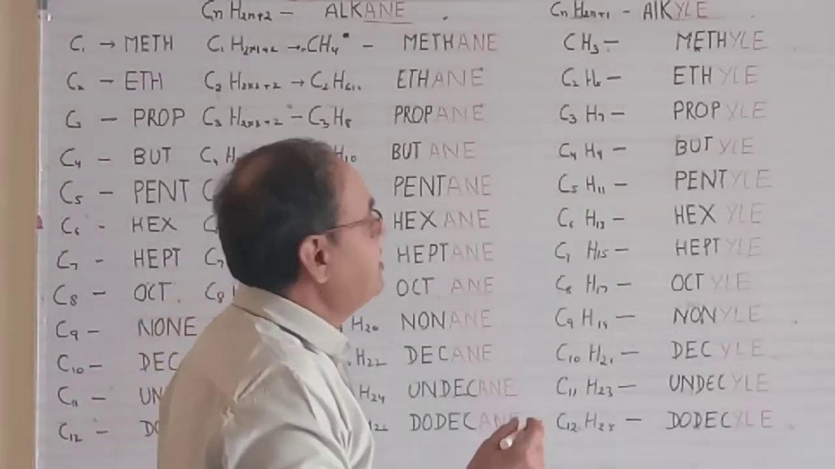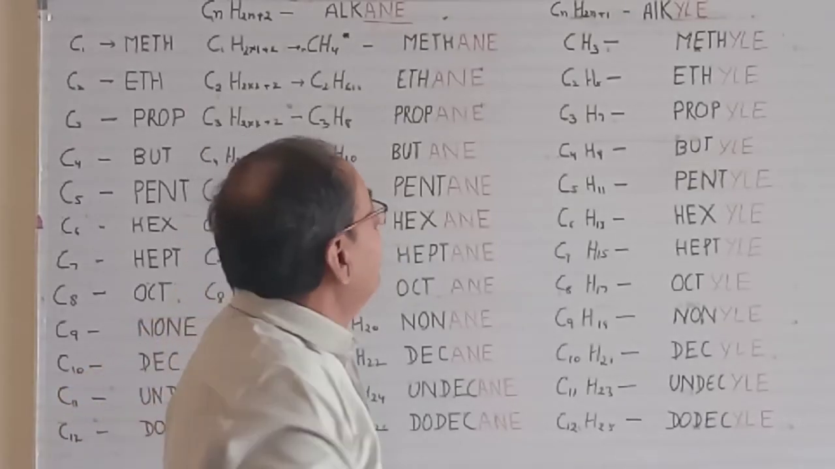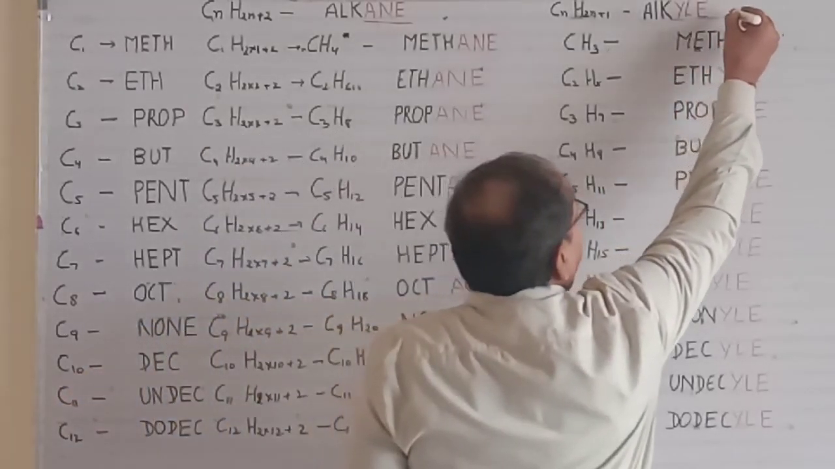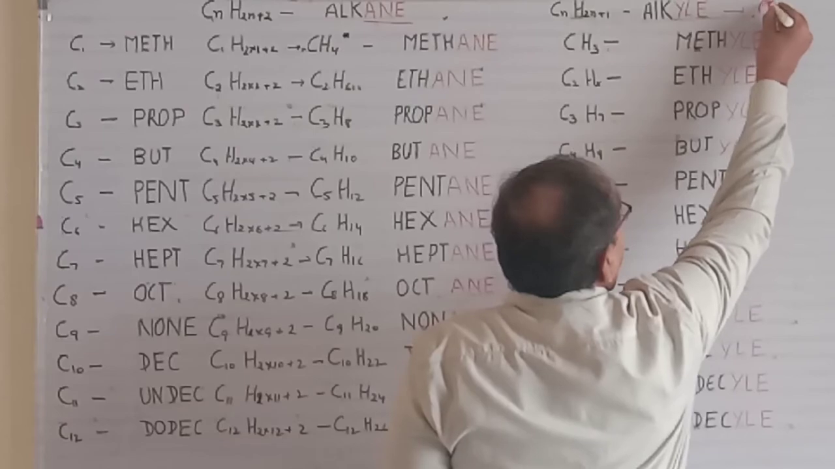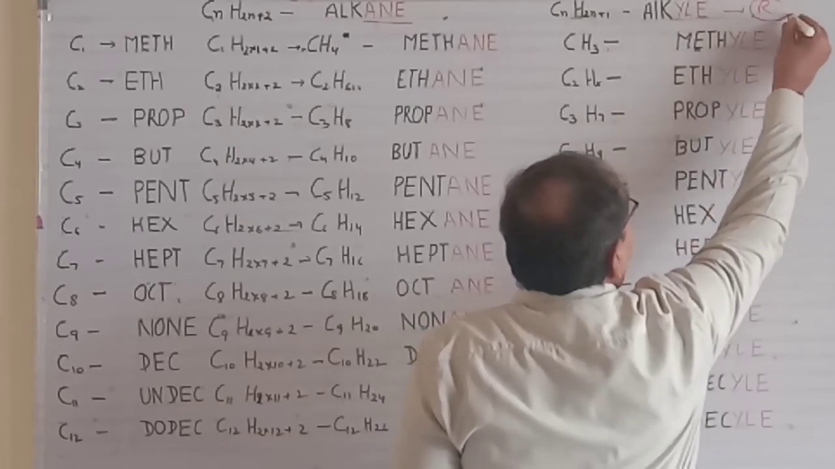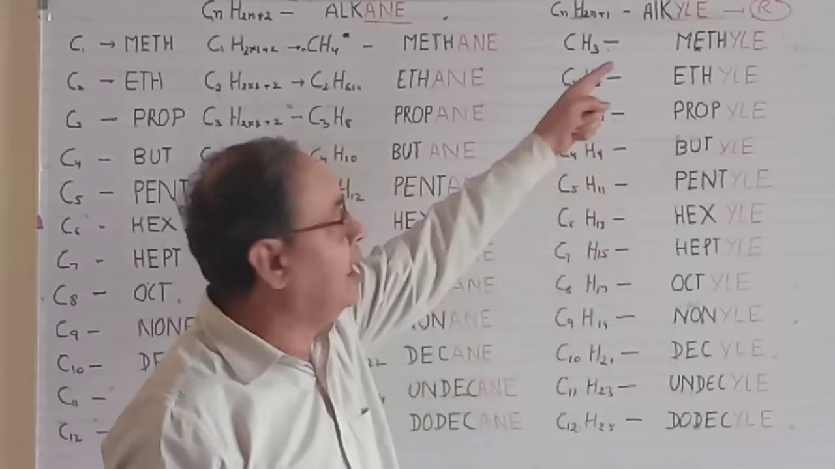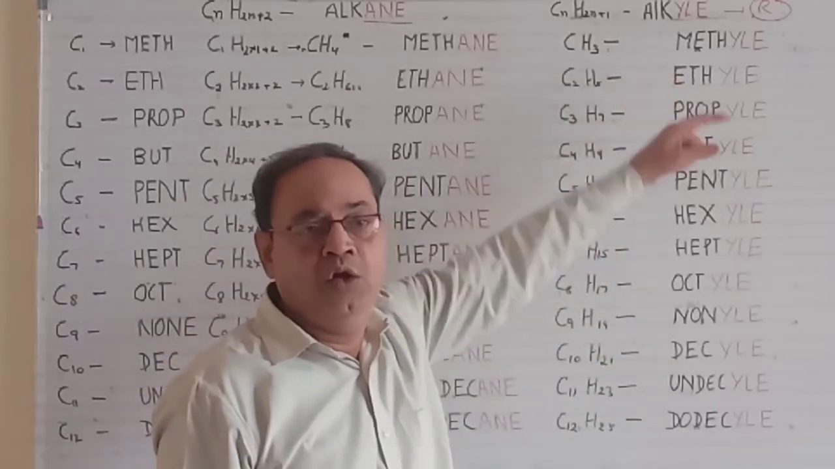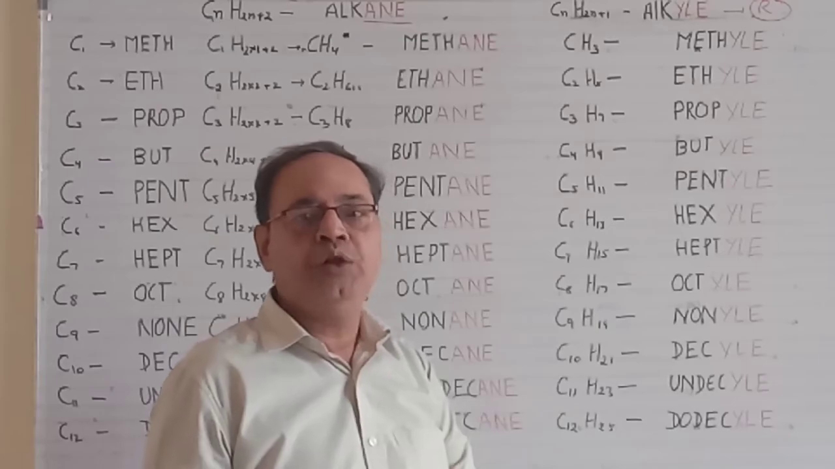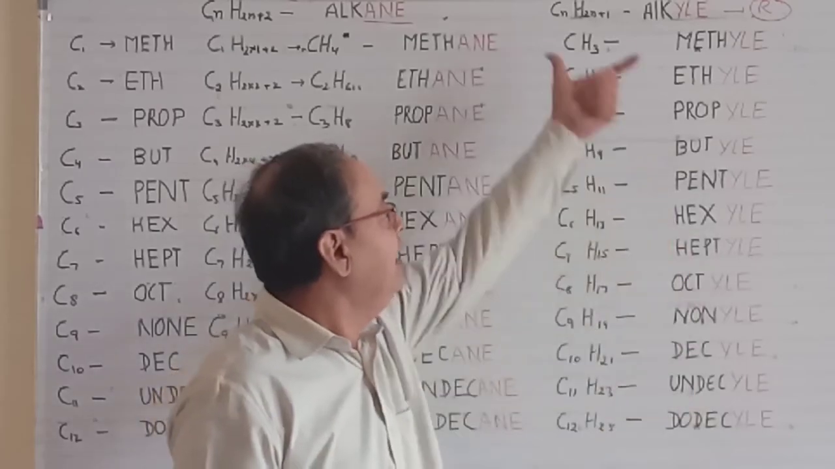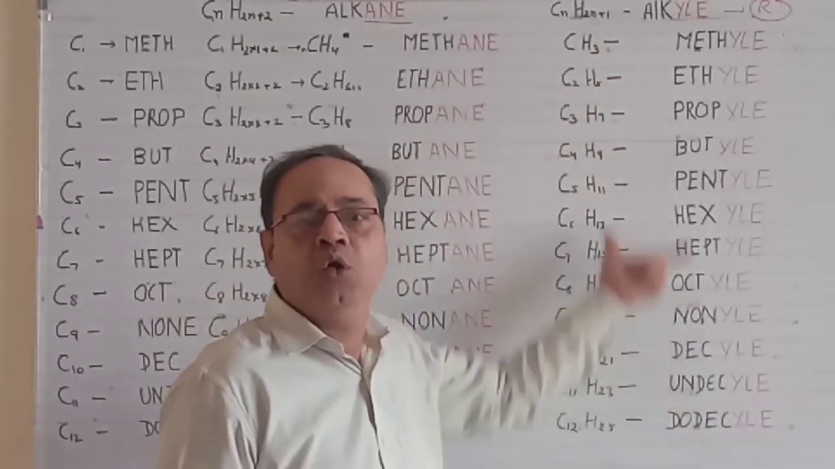Whenever in chemistry you find an alkyl group, we represent it by capital R. R stands for alkyl group. Always keep this in mind, because this R is going to be used again and again. Whenever I speak about the R group, R stands for any alkyl group. It can belong to any of these.